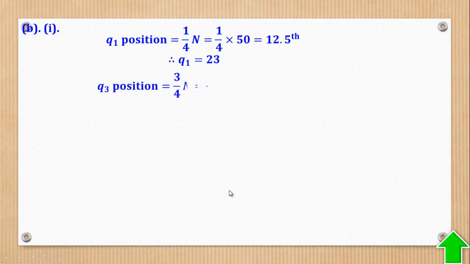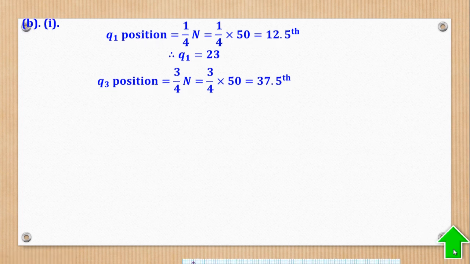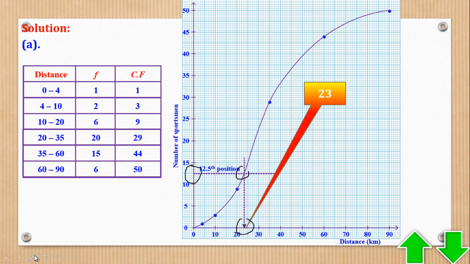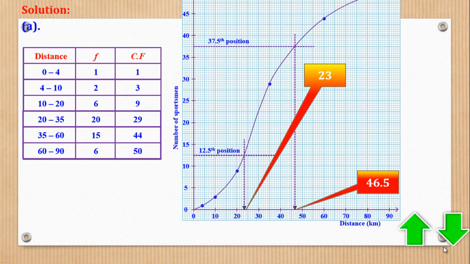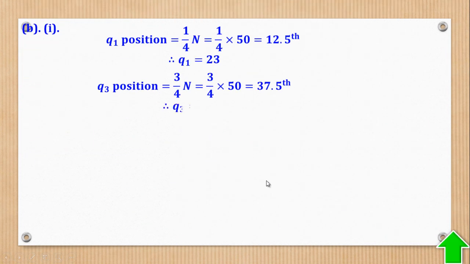Then for the upper quartile, position is 37.5. So come here and look for 37.5. Take a horizontal line to meet the curve, draw perpendicular to meet the horizontal axis, and read off that value, 46.5. Therefore, we shall come here and say that Q3 is 46.5.